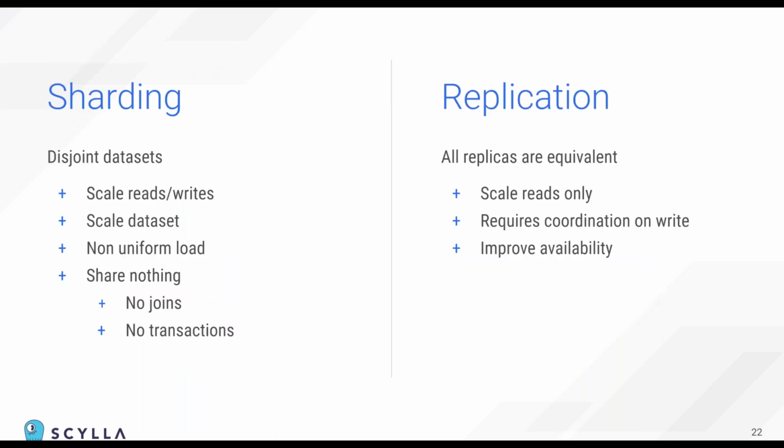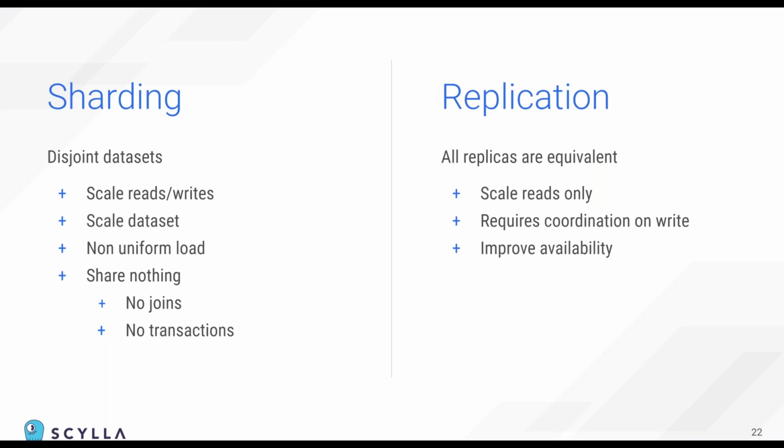So just to contrast the two, sharding scales both reads and writes. It scales the data set as well, which is very important for large data sets. But the load is not necessarily uniform. So you might hit a performance limit on one of the shards while the other shards are not even busy, which is a problem that we usually solve by having lots of shards.